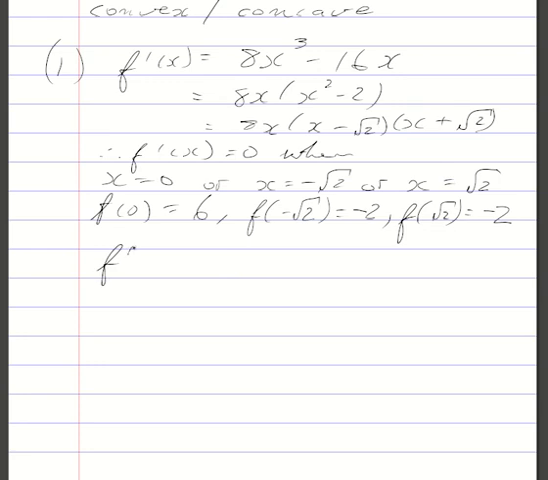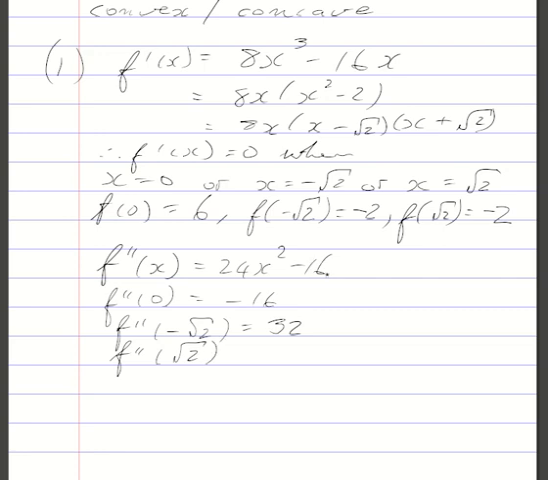So for that we need to take the second derivative, which is 24x squared minus 16. Substituting the values in, we see that f double prime of 0 is minus 16. So we know we have a maximum. f double prime of minus square root of 2 is equal to 32, so we have a minimum, and f double prime of square root of 2 is again equal to 32.